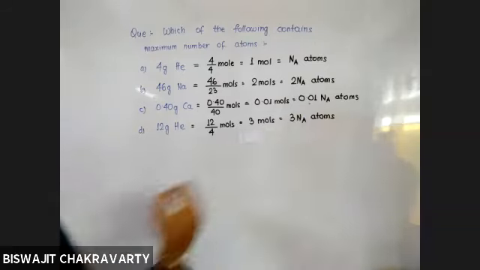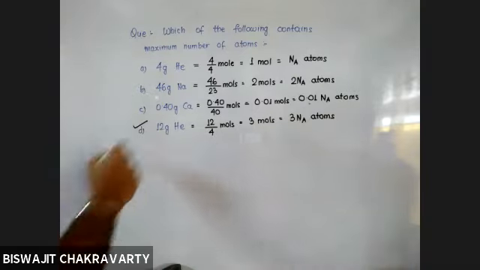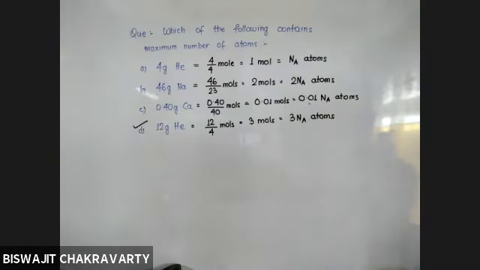So which do you think is highest value? Sir, number D. D. Sir, D. 3Na. 3Na is highest. I hope it is clear. No doubt. Sir. Yes, sir.